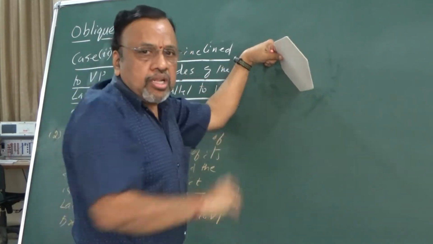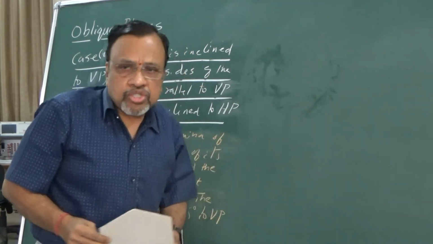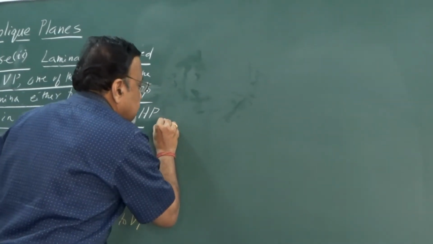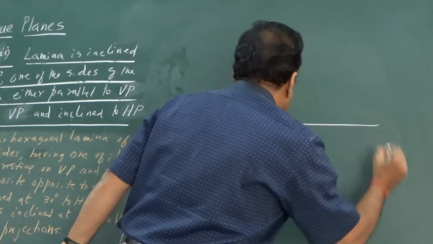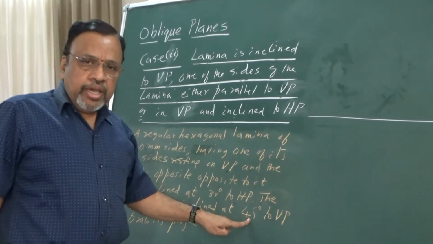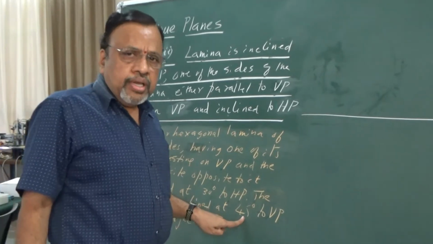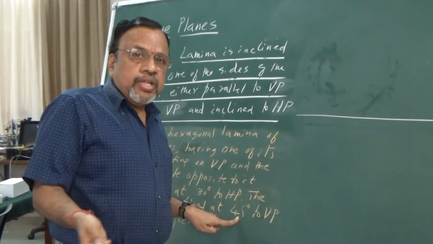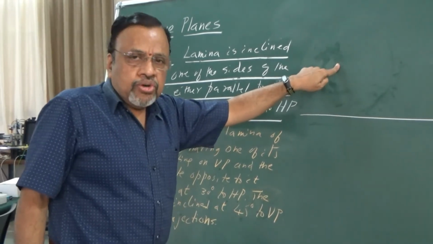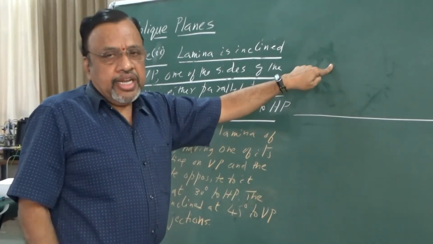Now let us do this particular problem in the orthographic projection. I will draw the XY line as usual. We know that the surface is inclined at 45 degrees to VP, so I will assume the lamina to be parallel to VP. Since the lamina is parallel to VP, true shape and size will be seen in front view. Start from front view. That is my first conclusion.